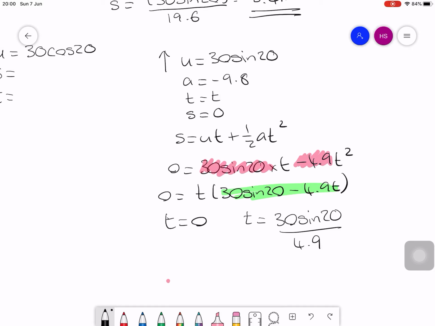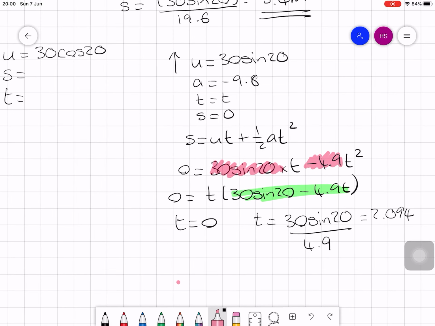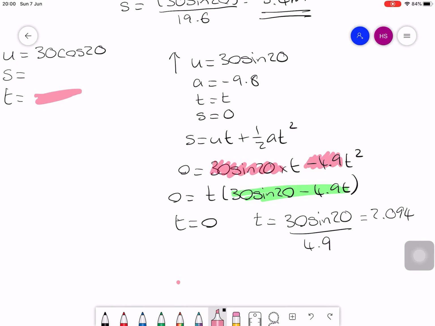So that is giving me t is 2.094000. If that was my final answer, I would be giving it as 2.1. But because it's not my final answer, I'm working it out to use in another equation, so I'm going to give that to 4 significant figures. If I gave it to 5 or 6, it would be the same because there would just be a couple more zeros on the end.